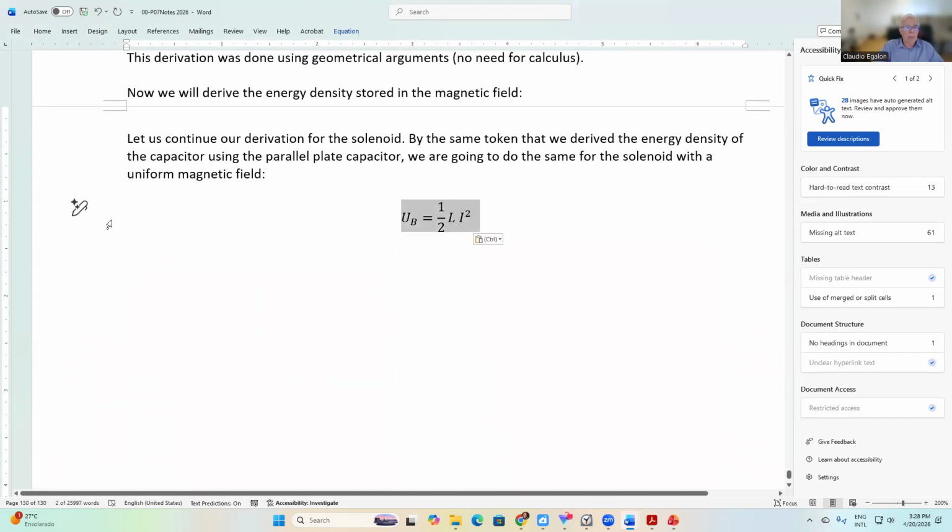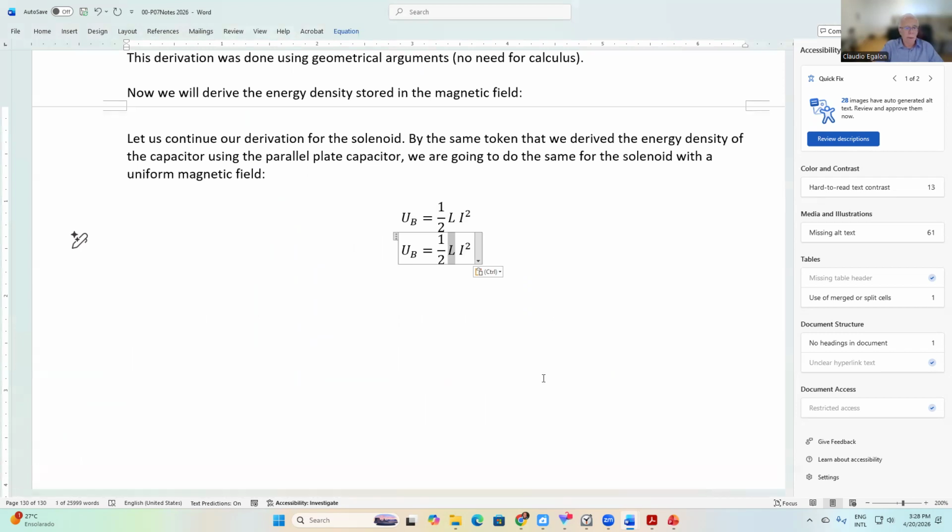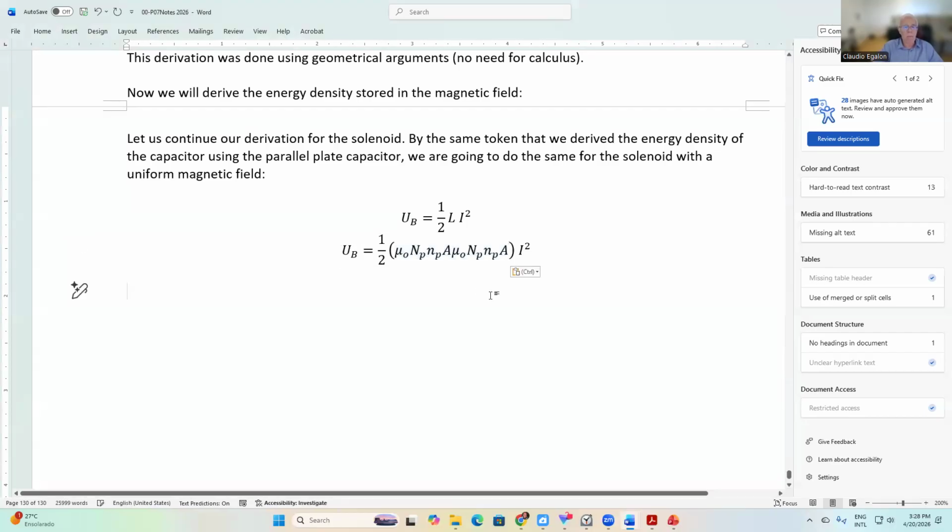And I'm going to replace the equation for the inductor. I'm going to use that for the solenoid. Every magnetic device has a different equation for the inductance. For the solenoid, specifically, it is this one here that we derived before, mu naught N P.